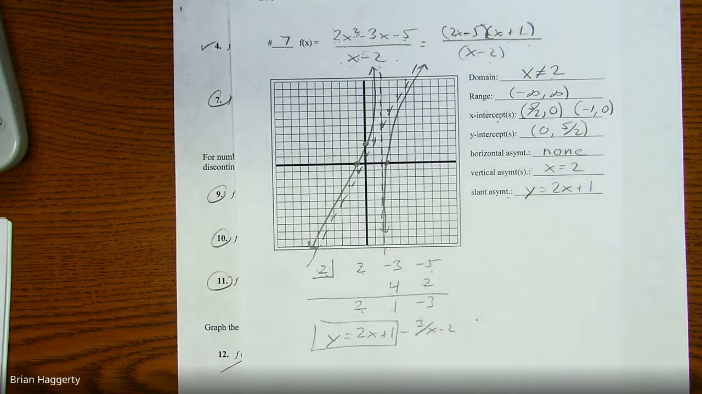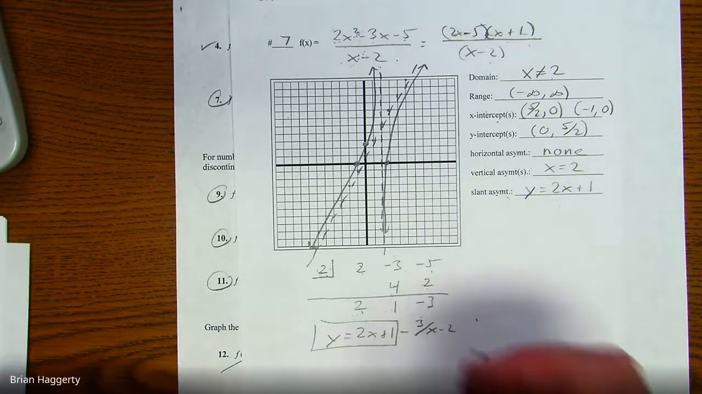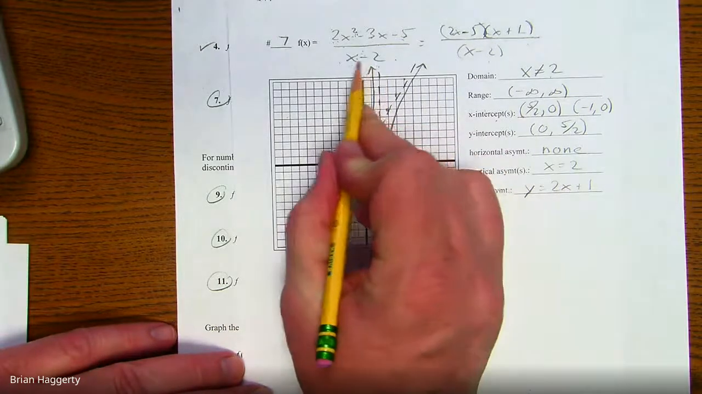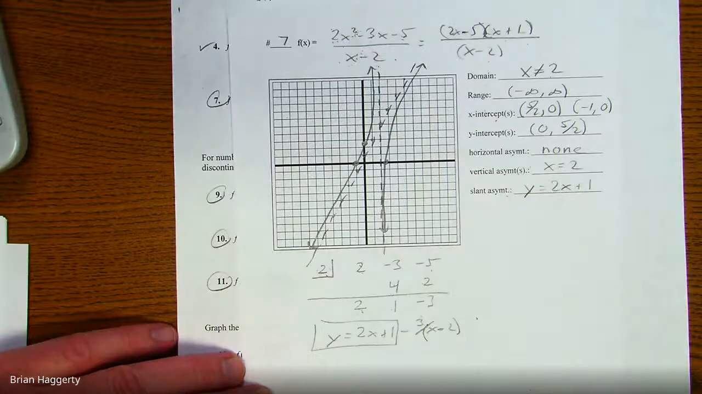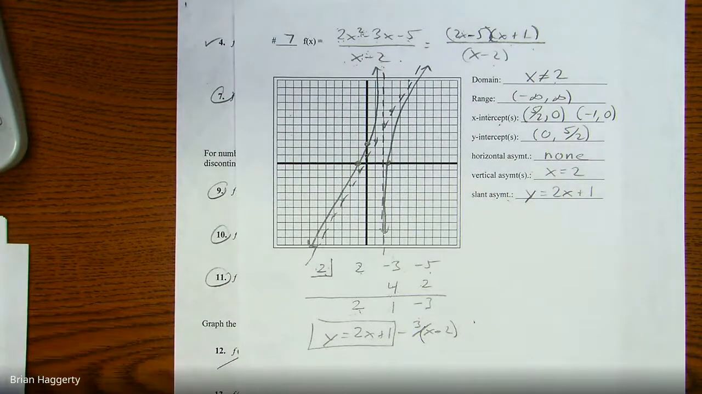All right. Any other issues with number 7? Yes. In the remainder of the synthetic division, is it 3 over x minus 2 or x plus 2? X minus 2. It'll be whatever this was as is. Anything else?